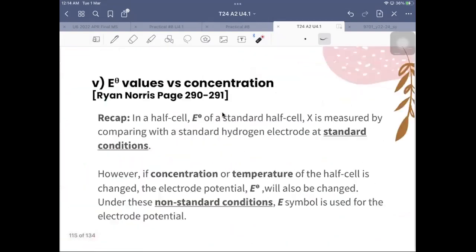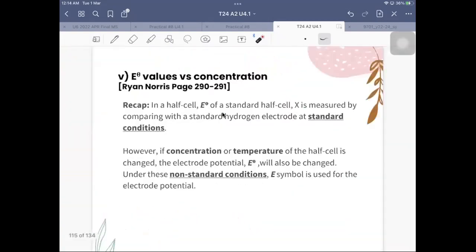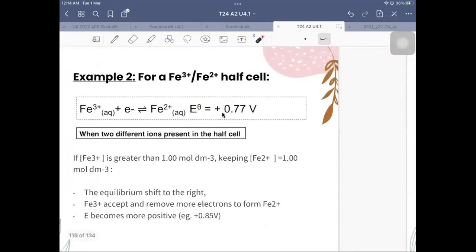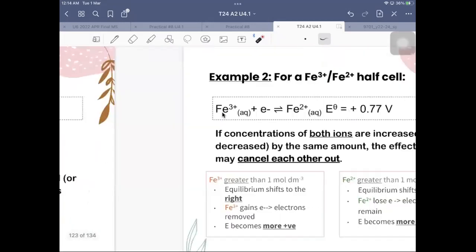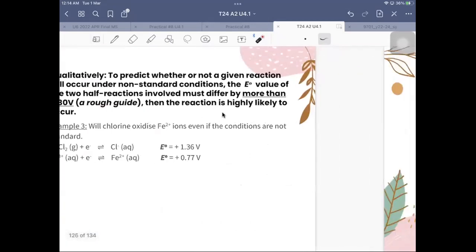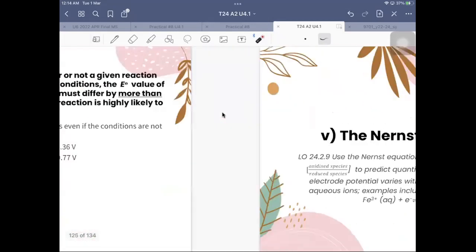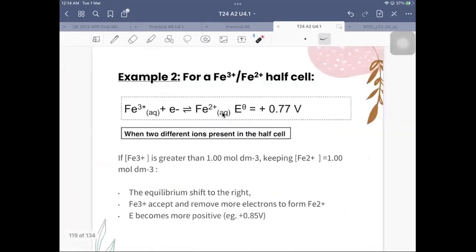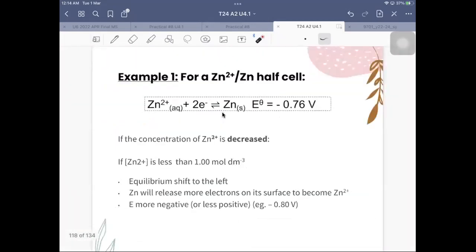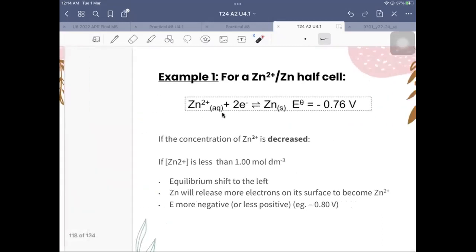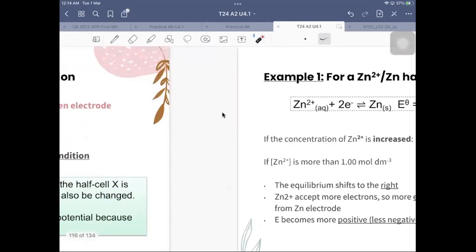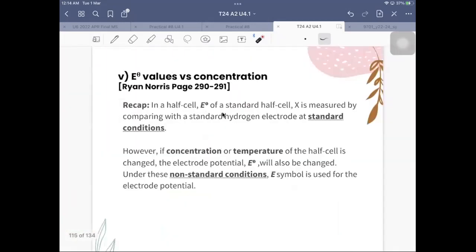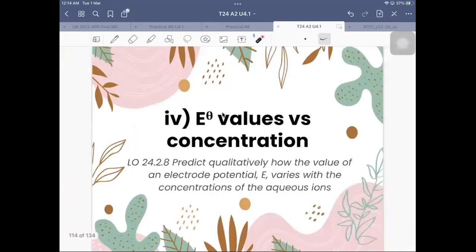So we've got a few things left. I was hoping that I could cover this so that in the next lesson we'll jump straight to using the Nernst equation. But I think the last 2 parts, which is using the formula, as long as you use the formula correctly, then you should be okay. But I don't want to rush doing E-note values versus concentration here. So we'll do that in the next lesson.